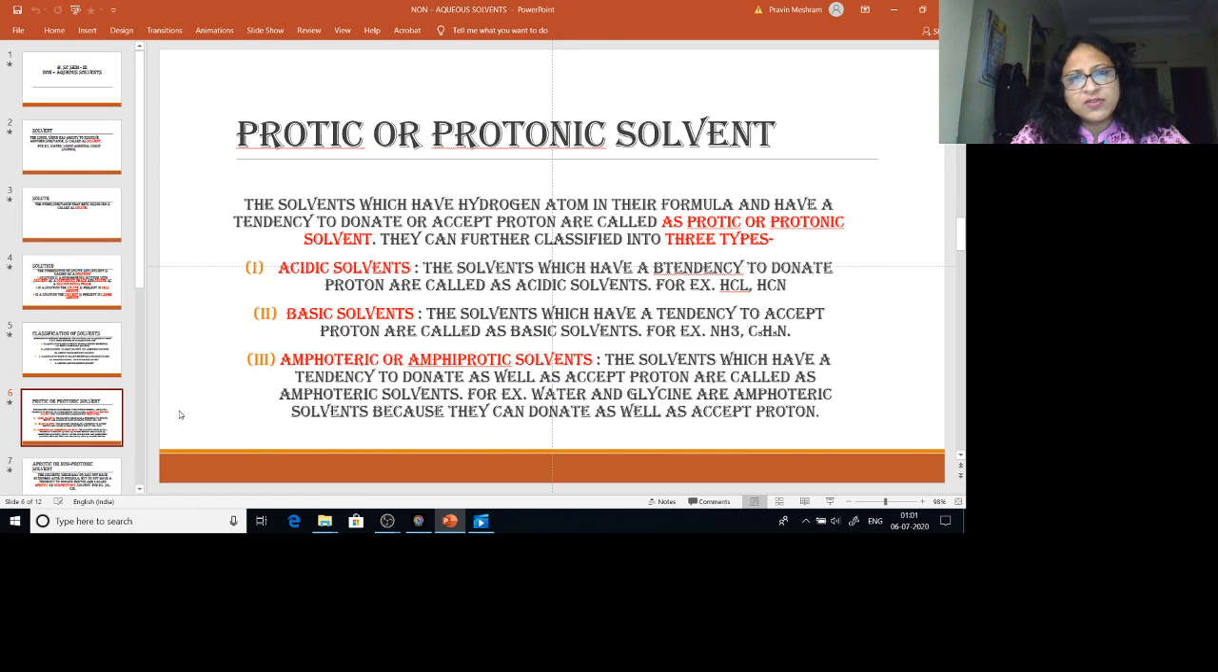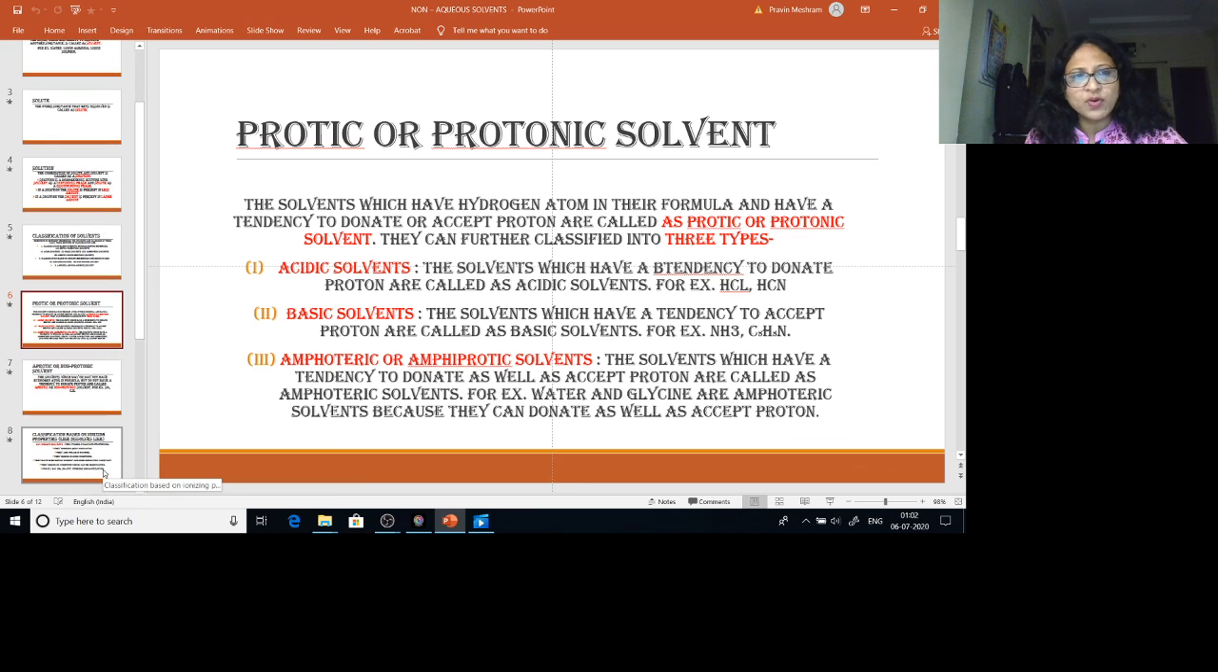Then let us see basic solvent. The solvents which have a tendency to accept protons are called basic solvents. Examples of these basic solvents are ammonia, C5H5N. Then amphoteric or amphiprotic solvents. The solvents which have a tendency to donate as well as accept protons are called amphoteric solvents. For example, water and glycerin are amphoteric solvents because they can donate as well as accept protons.